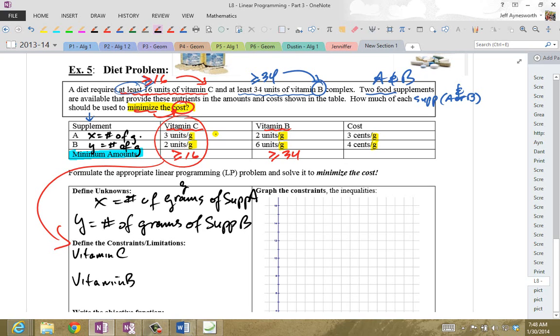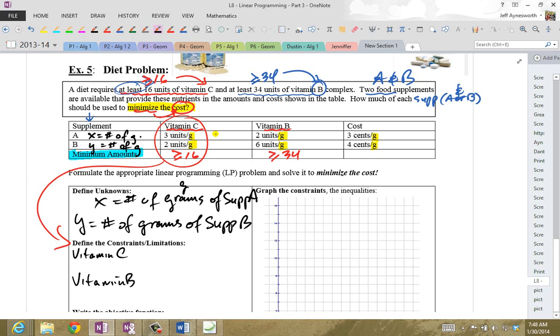So you want to take your 2 and multiply it by your y. So for supplement A, we got 3 times x, for B we got 2 times y, and that's got to be what here? Read it. Greater than or equal to 16. This example is different because my minimum requirements are down below here, and we look vertically, versus the previous examples, where you look horizontally. It's a little bit different example.